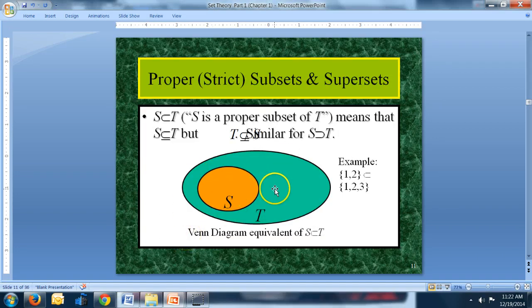In terms of the Venn diagram, we will have T as the bigger set, and S is the smaller set that is a subset of T. As an example, S has elements 1 and 2, T has elements 1, 2, and 3. Now remember also S can be equal to T. So S could be 1, 2, and 3, and T can be 1, 2, and 3. So one set will be equal to the other one, and in that case S is a subset of T, and T is a subset of S, since they are equal to each other.